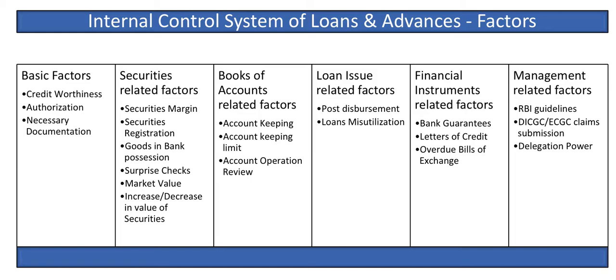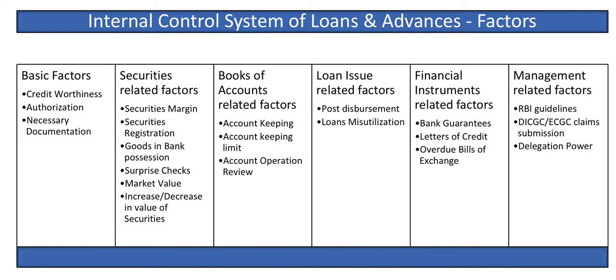When we look at the basic factors, when a bank is giving a loan or an advance to anyone, any person or any company, the first thing it has to take into consideration is the credit worthiness of the borrower. So it has to clearly analyze the credit worthiness and repayment capacity before sanctioning any advance or loan to that particular borrower. And the second one is taking appropriate authorization from the top management before sanctioning the loan or advance.